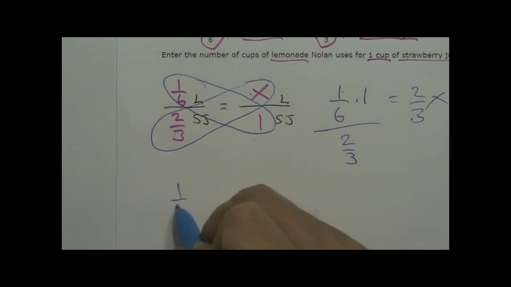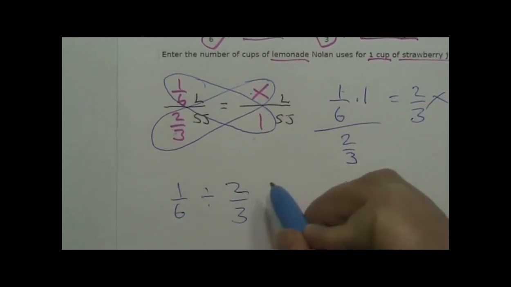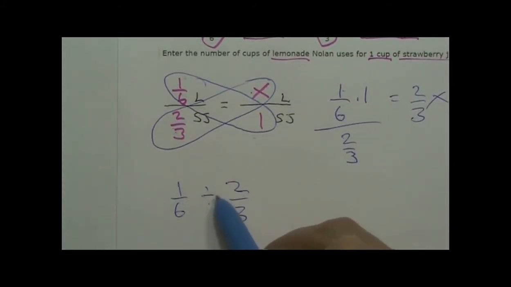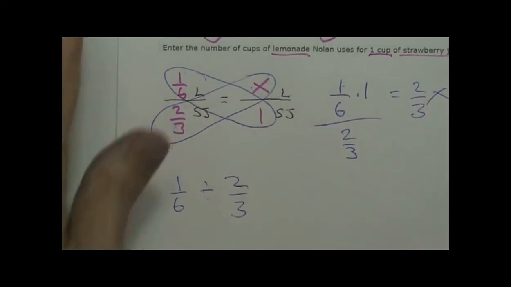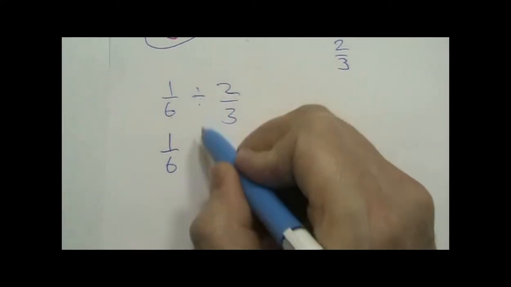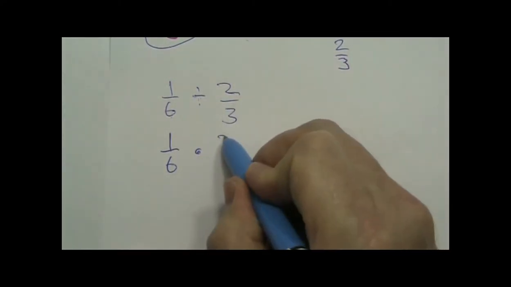So I'm just going to write that right here. 1/6 divided by 2/3. So whatever your fractions are, just divide them. 1/6 divided by 2/3. And if you remember, we leave this alone, 1/6. Change it to multiply. To use a reciprocal. Multiply by the reciprocal.